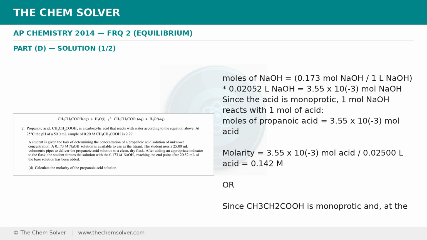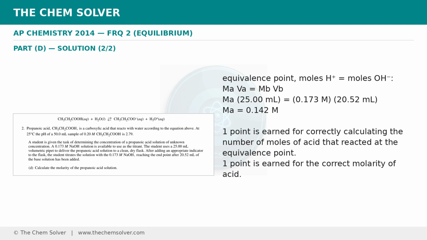Or, since CH₃CH₂COOH is monoprotic and, at the equivalence point, moles H⁺ equals moles OH⁻, MA VA equals MB VB. MA times 25.00 milliliters equals 0.173 molar times 20.52 milliliters. MA equals 0.142 molar. 1 point is earned for correctly calculating the number of moles of acid that reacted at the equivalence point. 1 point is earned for the correct molarity of acid.